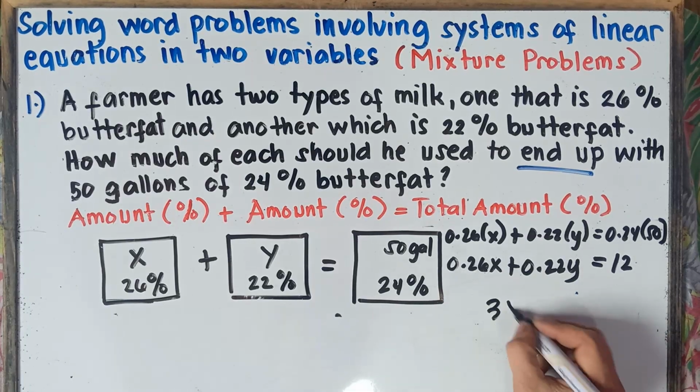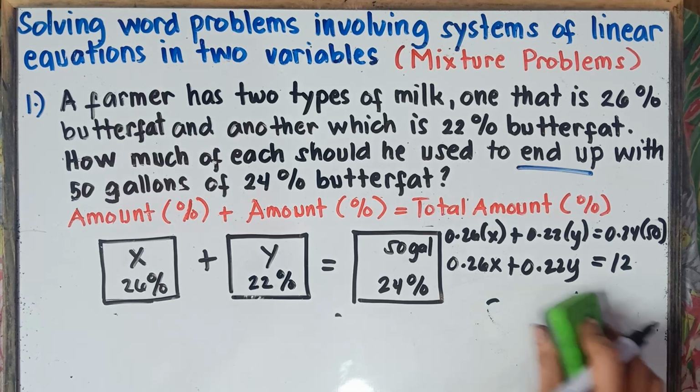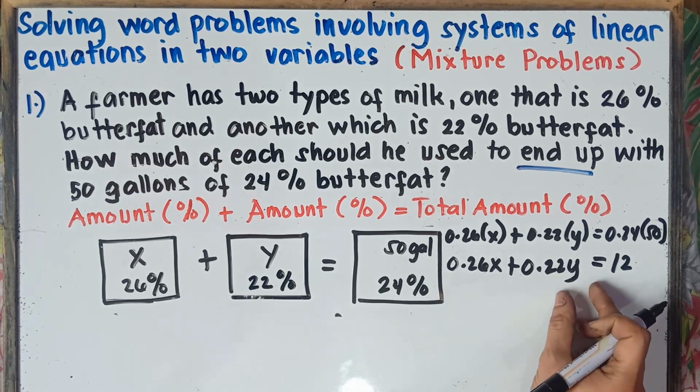Example, if I will say 3x plus 5y, can you add that one? Nope. You can never add that one, class. They don't have the same letter. It must have the same letter and then same exponent for the letter. We call that one, class, literal coefficients. So therefore, class, we need to get the value of y.